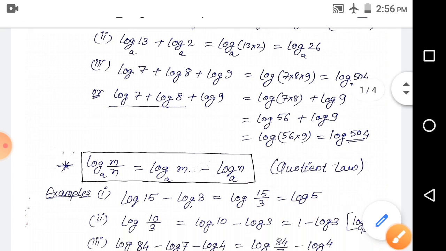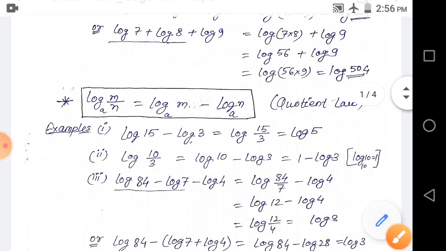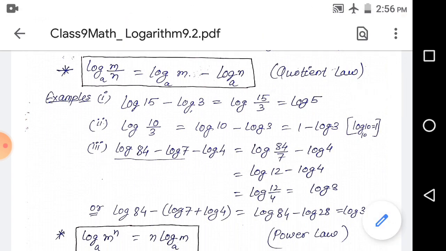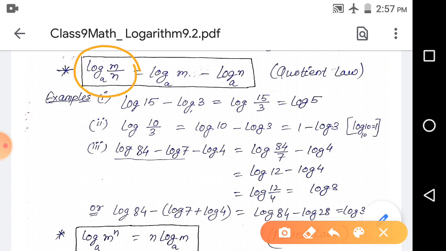Now see the quotient law. In the product law, those two terms m and n are multiplied. Here for the quotient law, those two terms are divided. See, here we have log base a of m by n. Those two terms m by n are divided.